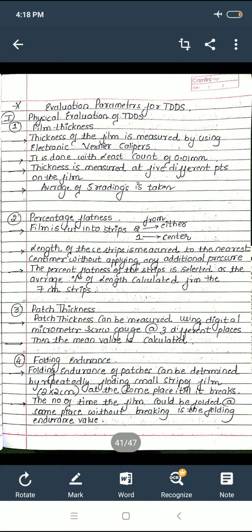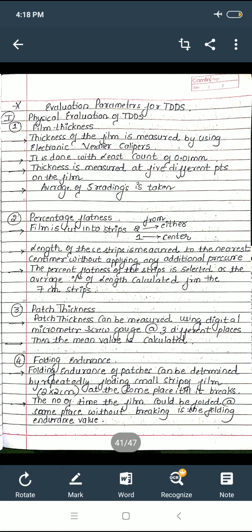Thickness of the film is measured by using an electronic vernier calipers. It is done with a least count of 0.01 micrometer. Thickness is measured at 5 different points on the film and an average of 5 readings is taken.